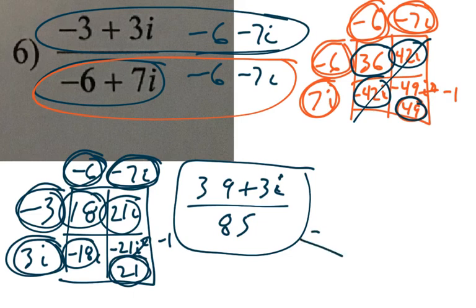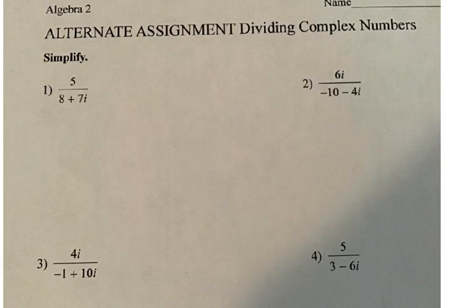So guys, that is how you do complex numbers with division. You have to use conjugates. Okay? Now, guys, here is your actual alternate assignment. Here is problems 1 through 4. I think I did 1 and 2 with you already. Again, I don't know if you want to just copy it down or take a picture and print it out.